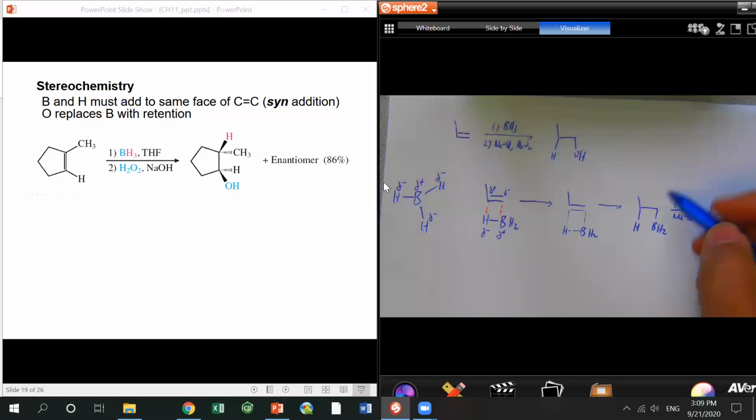In SN2, something comes in here. For the mechanism, how to clarify the BH2 is not required, but it is definitely not an SN2 reaction.